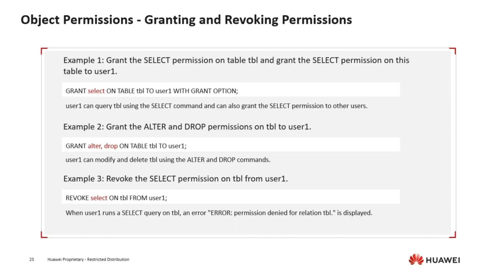In example 1, we grant select access of a table TBL to user 1. After the access is granted, user 1 can perform select queries on TBL. Besides, because we use a with grant option clause, user 1 can also grant such access to other users. And in example 2, we grant alter and drop access to user 1, but without the option clause, user 1 cannot grant these two accesses any further. Revoke access by using the revoke statement. After this statement, user 1 will get an error message, permission denied for relation TBL, while performing a select query.